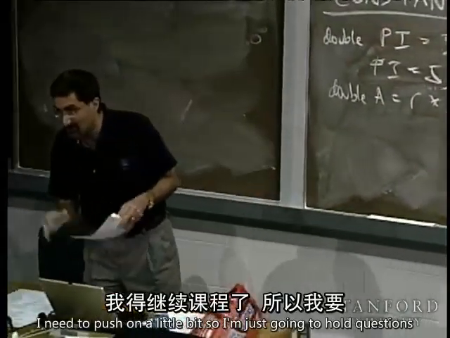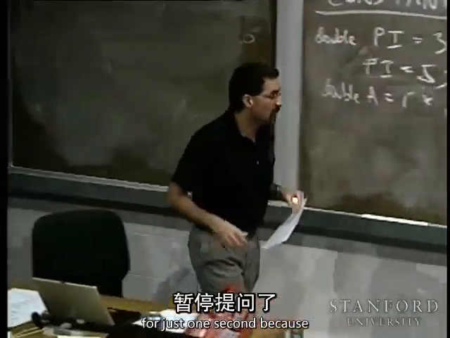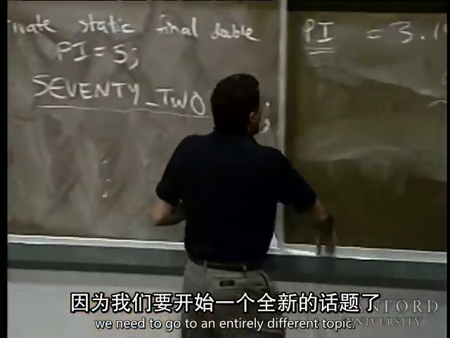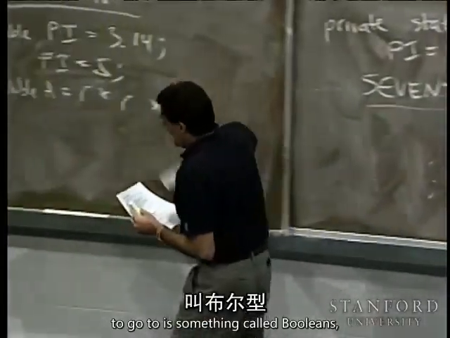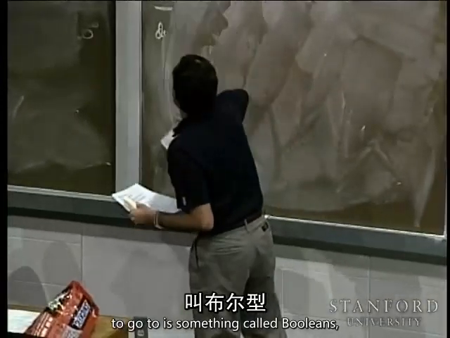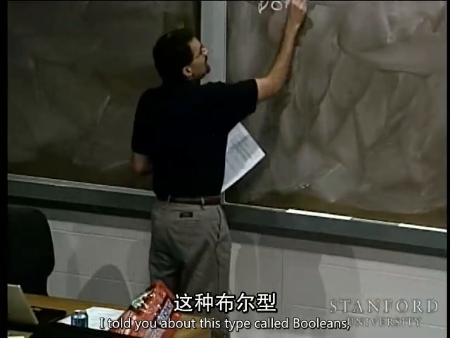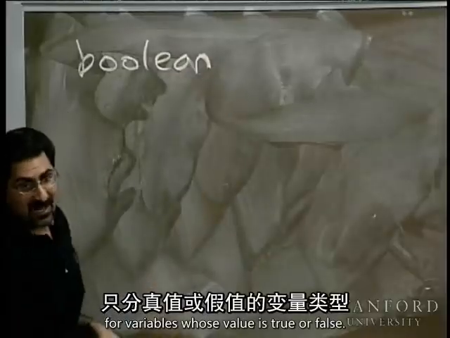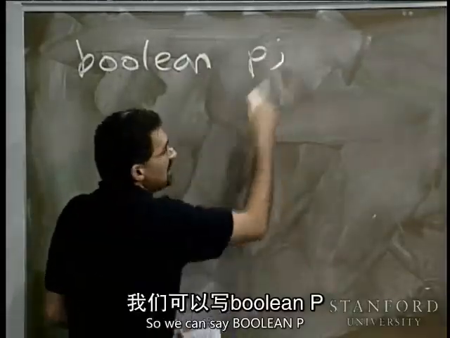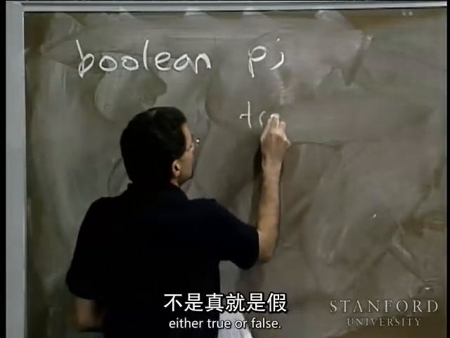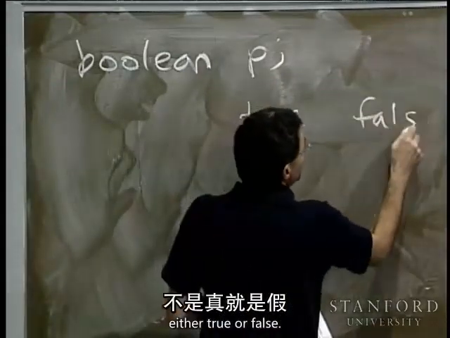I need to push on a little bit, so I'm just going to hold questions for just a second, because we need to go to an entirely different topic. And the entirely different topic we're going to go to is something called Booleans. There was a time when I told you about this type called Boolean, which is just a type for variables whose value is true or false. So we can say Boolean P, and P will take the values either true or false.